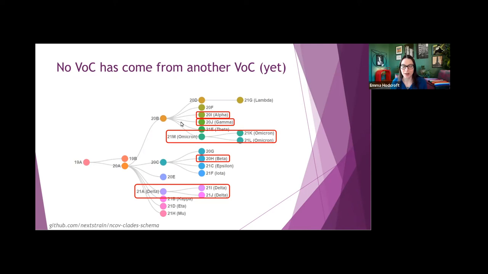And I've highlighted the variants of concern in red. And you can see none of these come from another red box. Each of these has come from a completely different part of the tree. And often, in the case of Delta and Omicron, a very unexpected part of the tree.